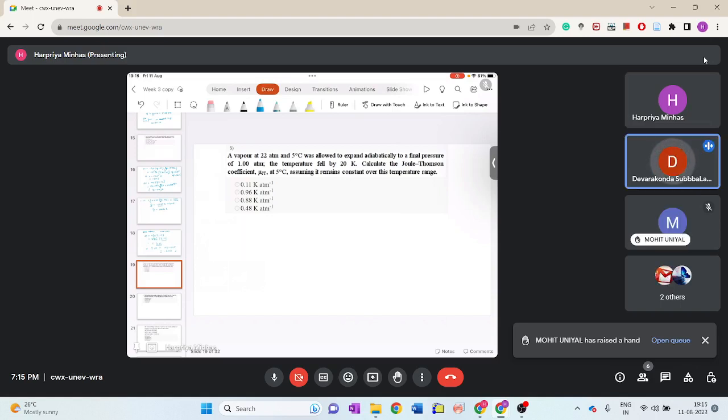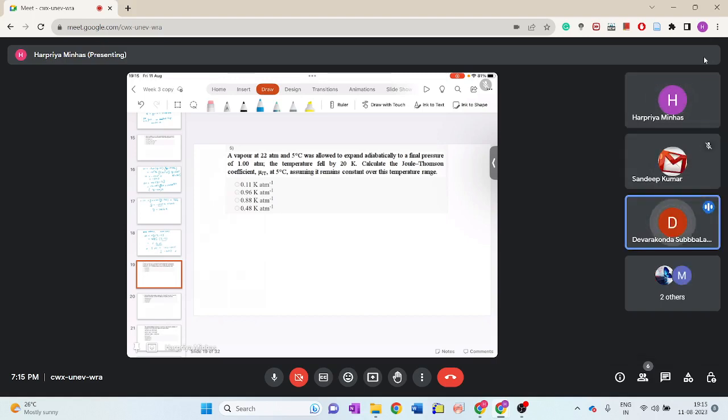Madam, the option for this question is B, 0.96. Okay, yes, that option is correct, because the fall in temperature is 20 K and the fall in pressure is minus 21 atmospheres. So ∂T/∂P becomes μ_JT. The minus signs cancel, so it's nothing but 20 by 21. Yes, correct.